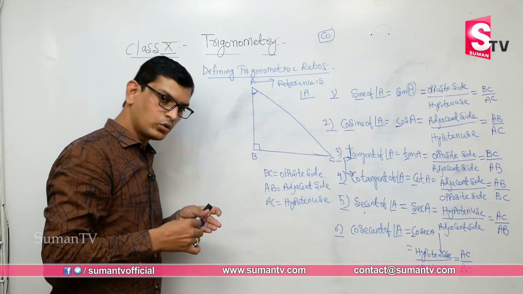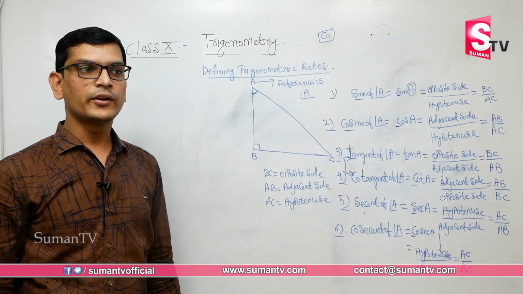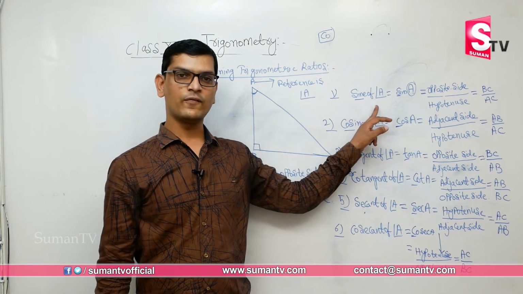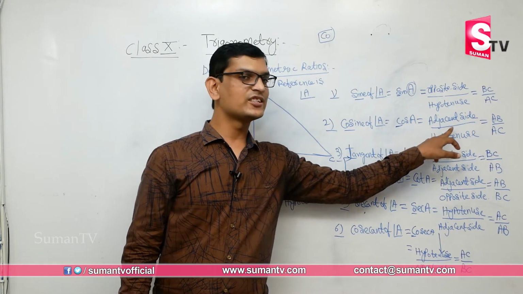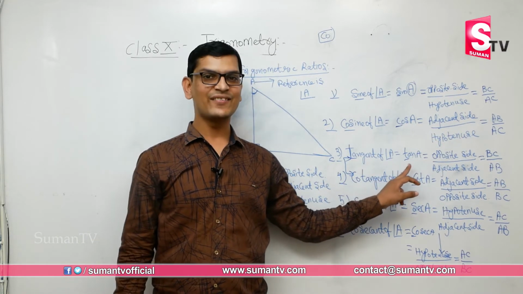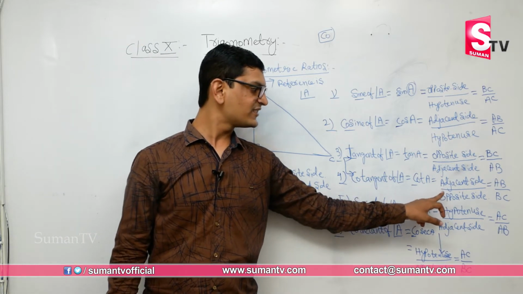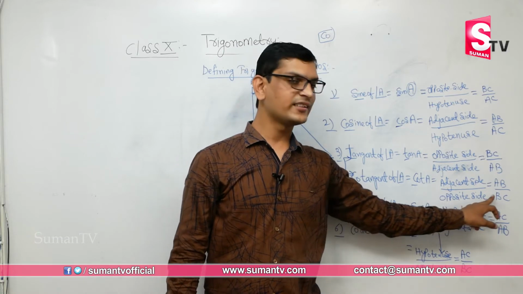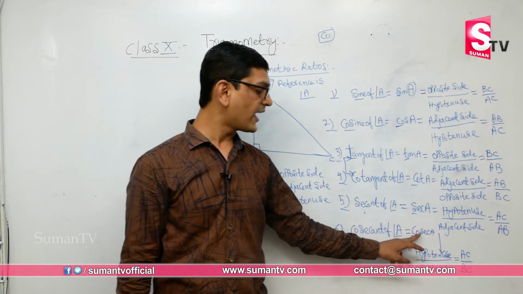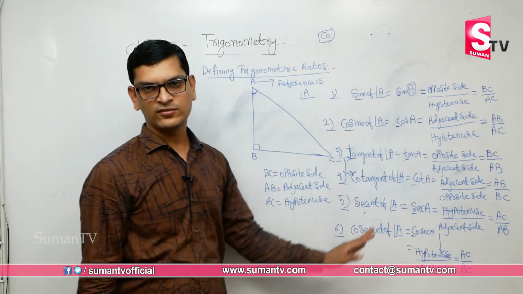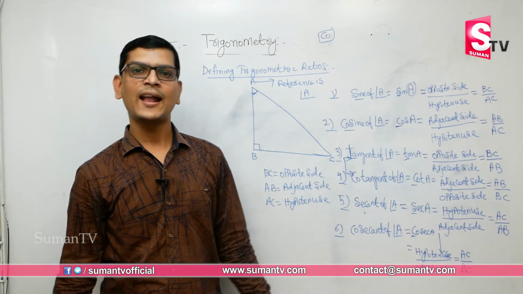So these are the six trigonometric ratios. Sine of angle A, sine A, which is opposite side by hypotenuse. Cosine A is adjacent side by hypotenuse. Tangent A is opposite side by adjacent side. Cotangent A is adjacent side by opposite side. Secant A is hypotenuse by adjacent side. And the final one, cosecant A, is hypotenuse by opposite side. This will form the base of your trigonometry. If you are able to remember this and the Pythagoras theorem, you can crack any problem.